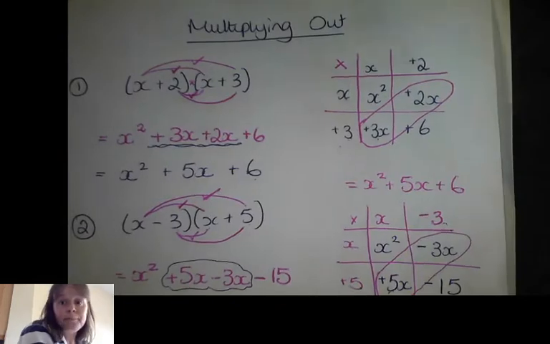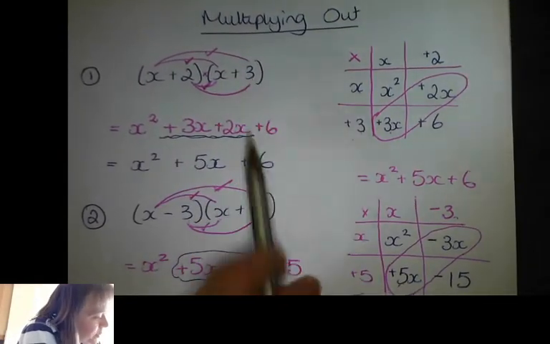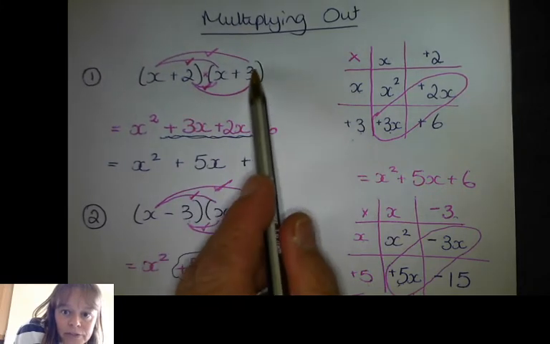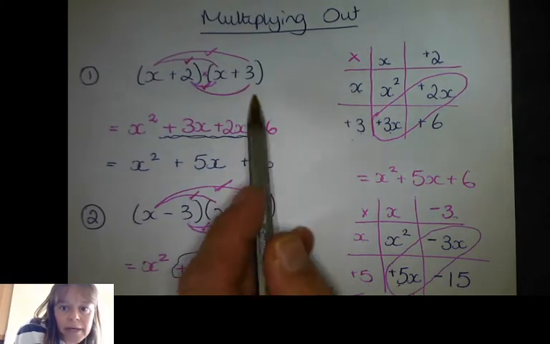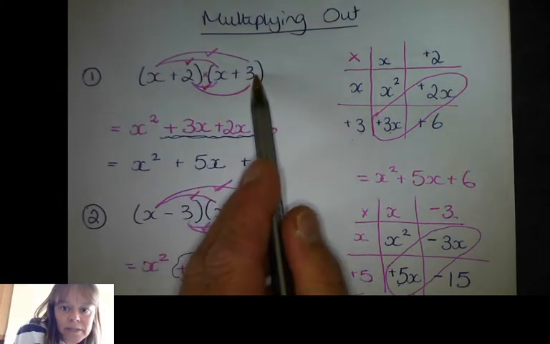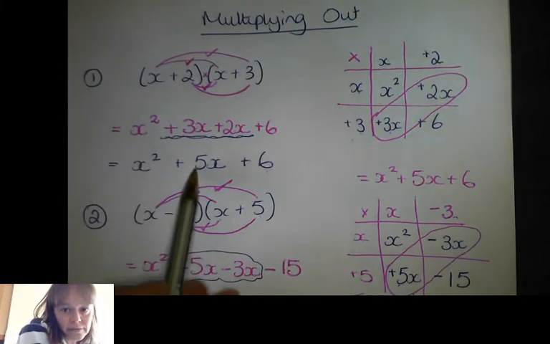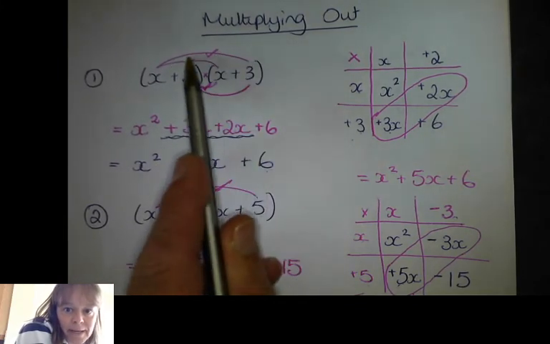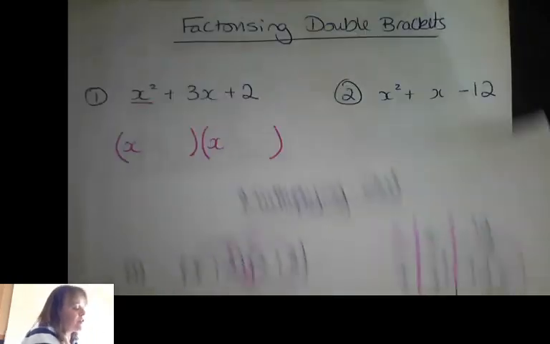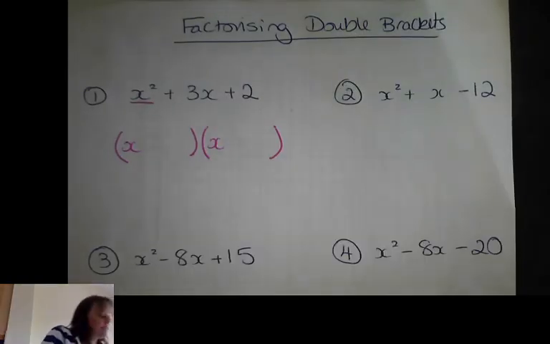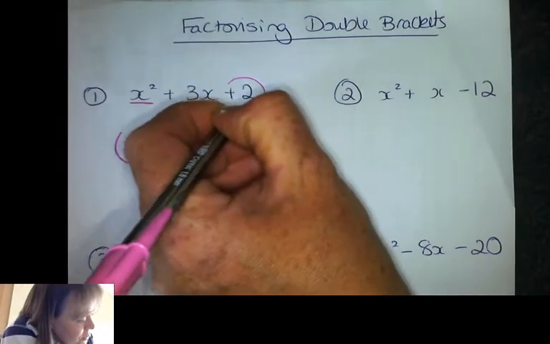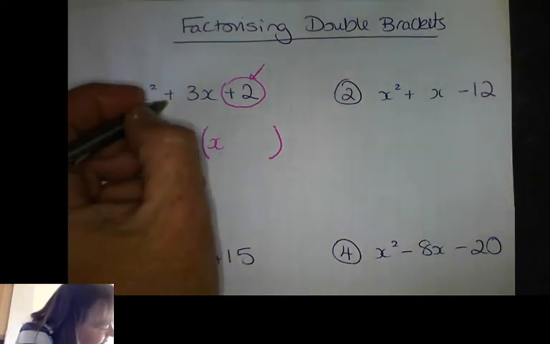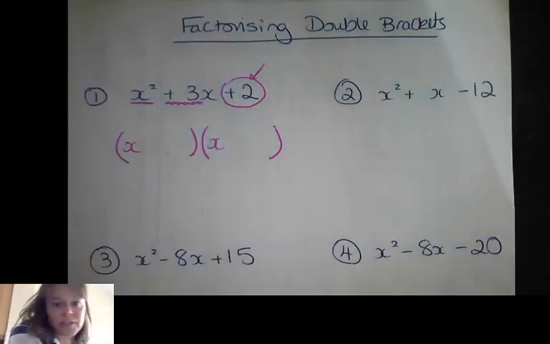Now let's look at this number here, this 6 on this one. This 6 here came from me multiplying these 2 numbers together. So this number at the end came from me multiplying these 2 together. And then the 5 here came from a combination of these 2 things. So this bit plus this bit added on. So when we're trying to factorise, put back into brackets, I know that I need 2 numbers that multiplied to give me positive 2, and they added up to give me the plus 3 here.